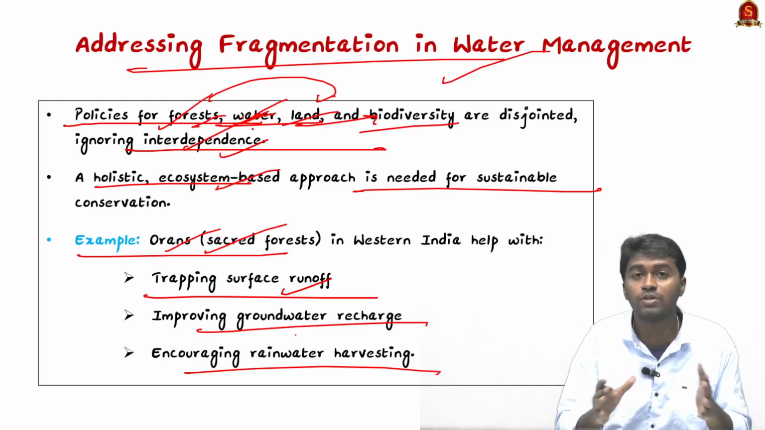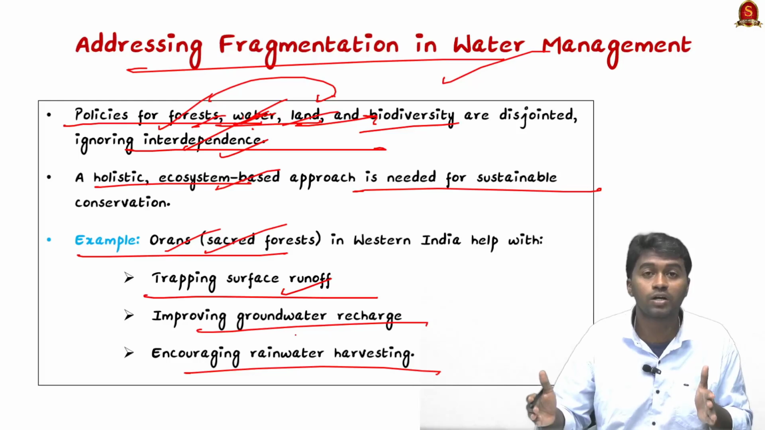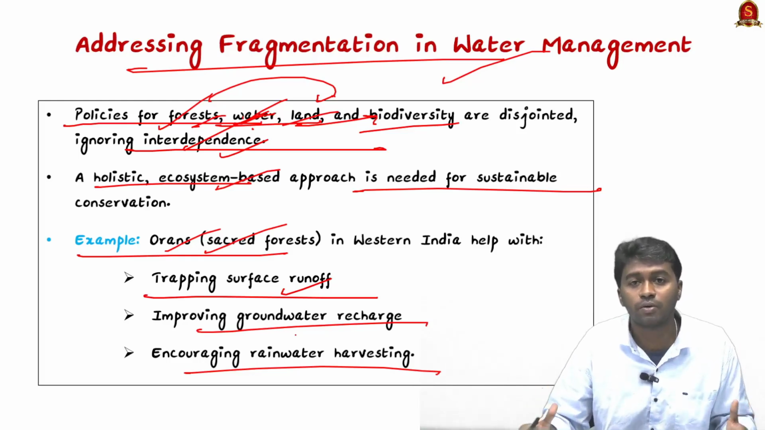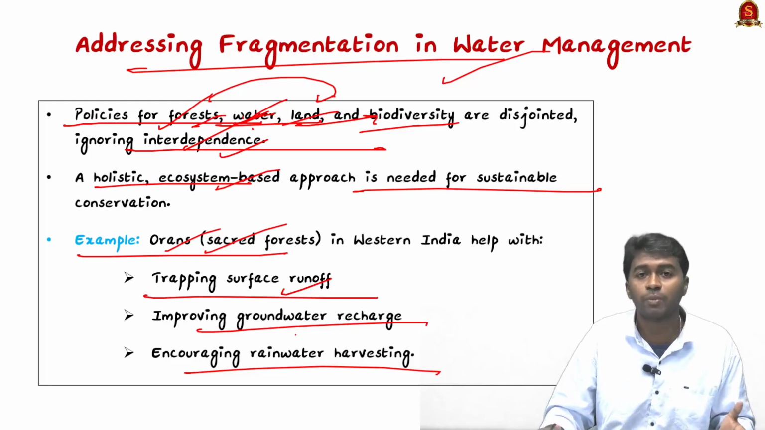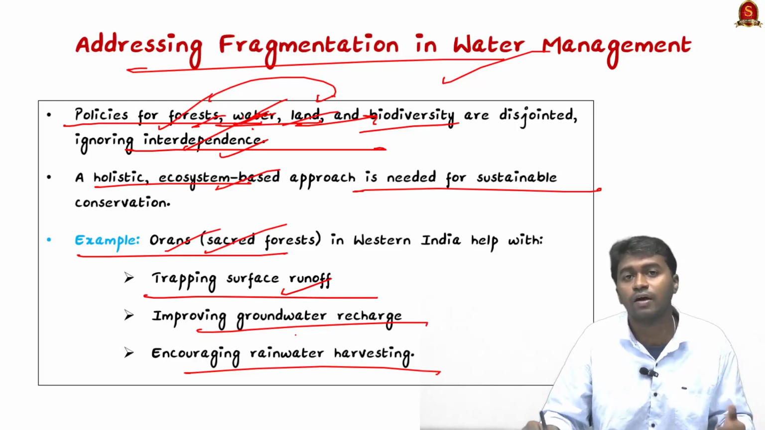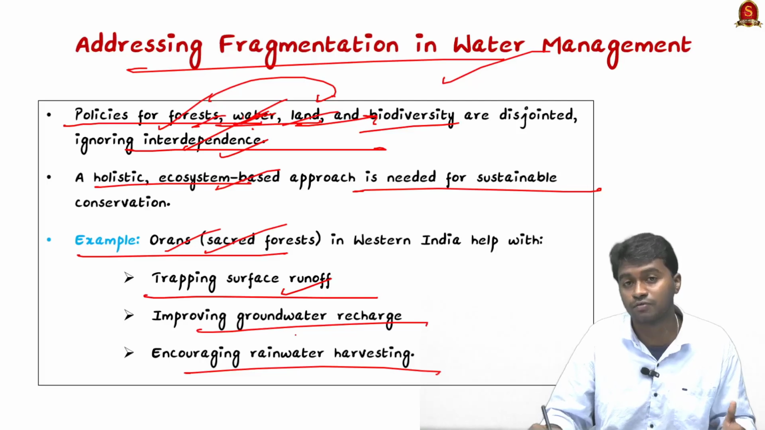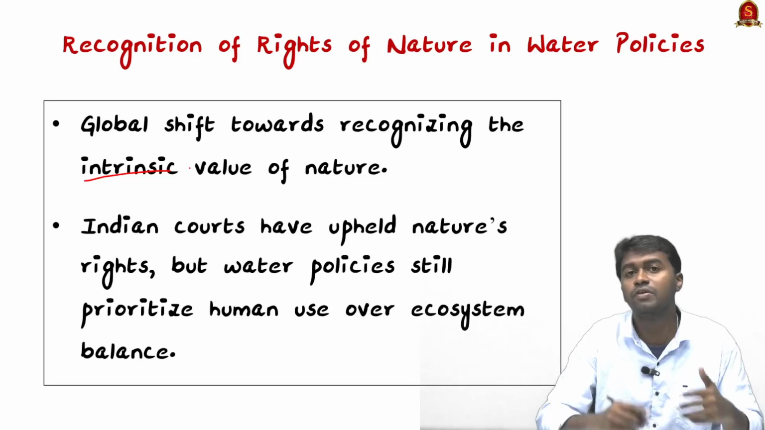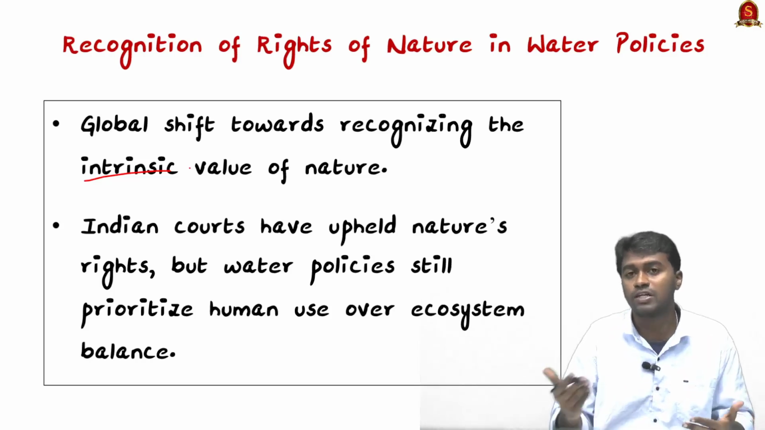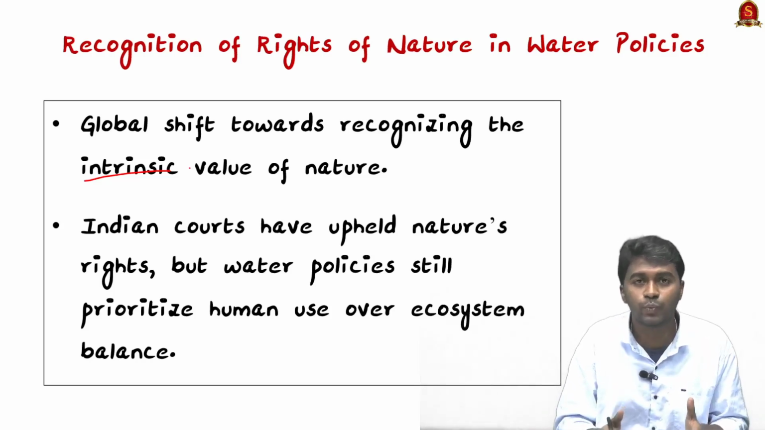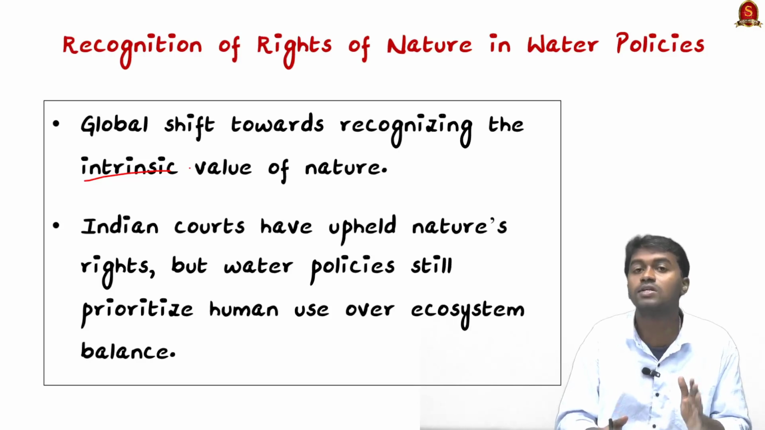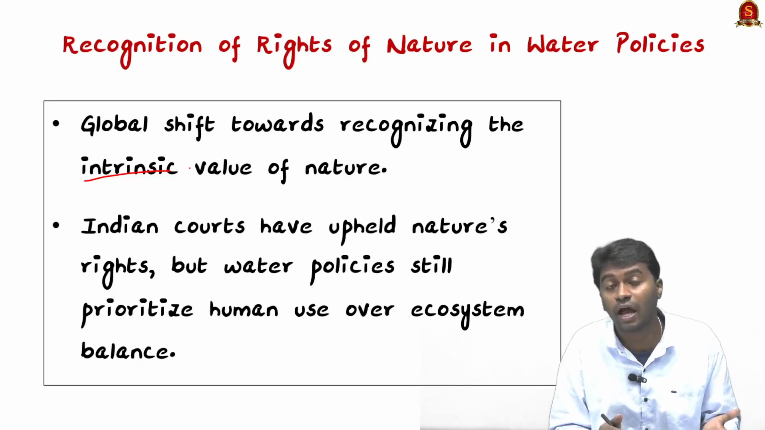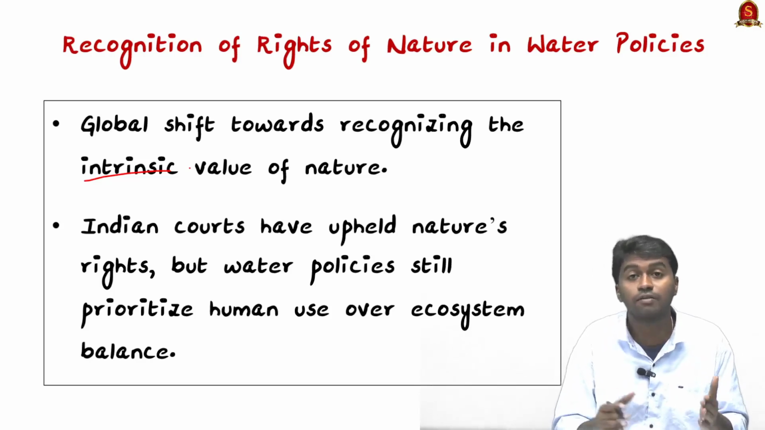So we have to frame this type of approach to enhance water conservation and management in India, rather than going for a disjointed or fragmented policy for conserving different factors of nature. And the next is recognition of the rights of nature. For example, whenever we go for framing a policy for conservation of nature, most of the policies will be human-centric. That will address the problems faced by humans. But we have to address the problems faced by animals. We have to address the problems faced by other factors in nature.